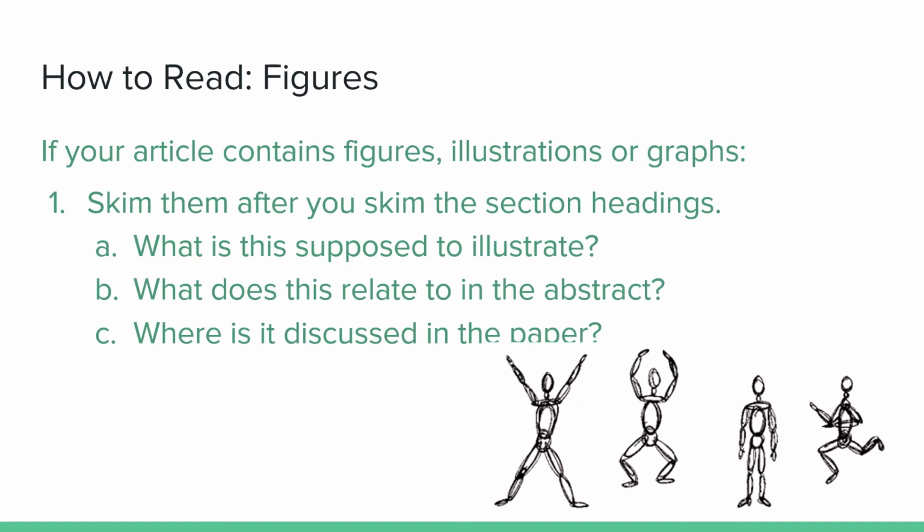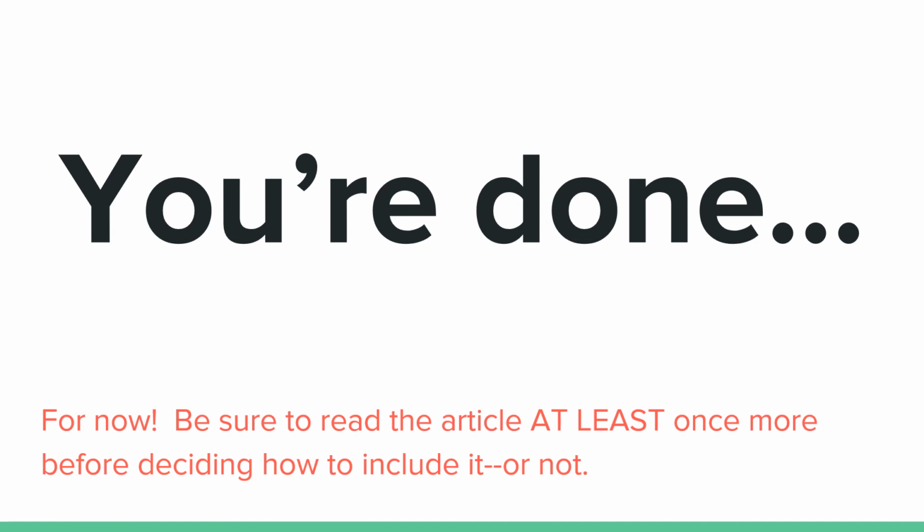If you have any figures, illustrations, or graphs, skim them after you skim the section headings. What's the point of it? Why is it there? What is it supposed to illustrate? How does it relate to the overall topic or overall ideas in the abstract? And where is this figure actually discussed in the paper? So again, you want to get this broad overview of why is everything here before you actually start reading. And you're done for now.